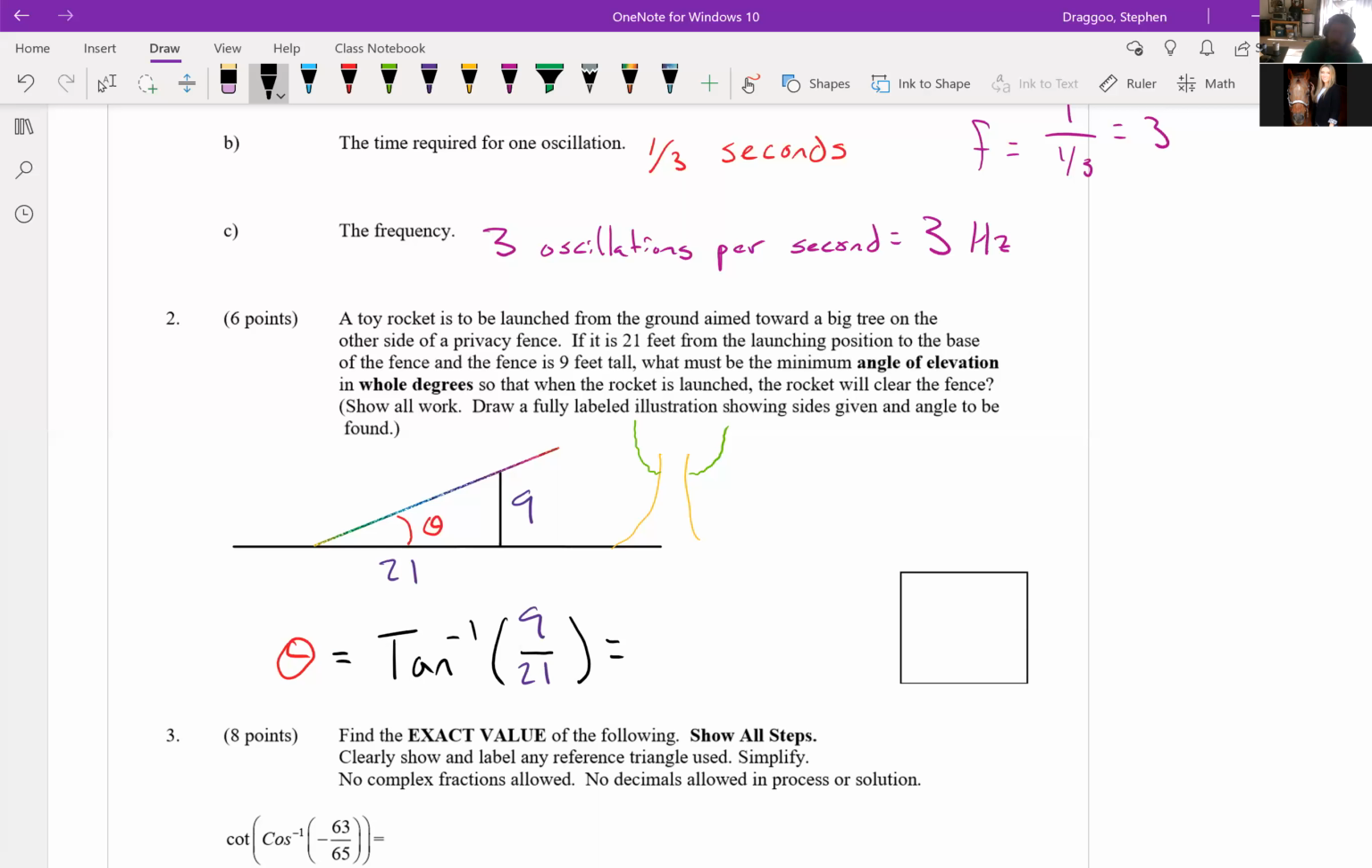I'm going to get the arctan of 9 over 21 in degrees. Oops. It would help if I spelled arc correctly. There we go. Okay, and so then 23.19 degrees. 23.19.